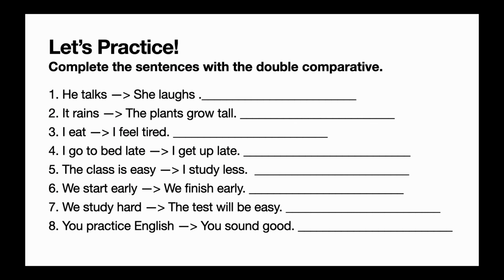So let's practice. Complete the sentences here using this double comparative. For the first one, the cause is that he talks, and the effect is that she laughs. So we would start by putting the in front, and we would make talks into a comparative structure. This is a verb, so we would say the more he talks, right? So we need the followed by the comparative, and then the subject and the verb, and then comma, and then similarly, the more she laughs. The more he talks, the more she laughs.